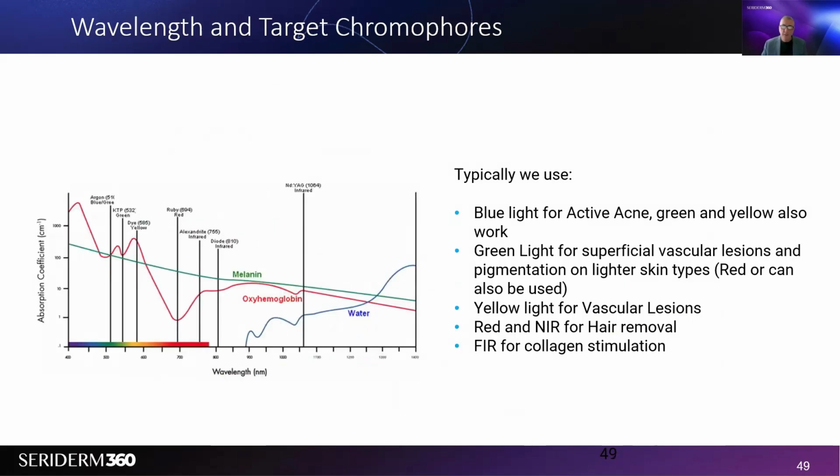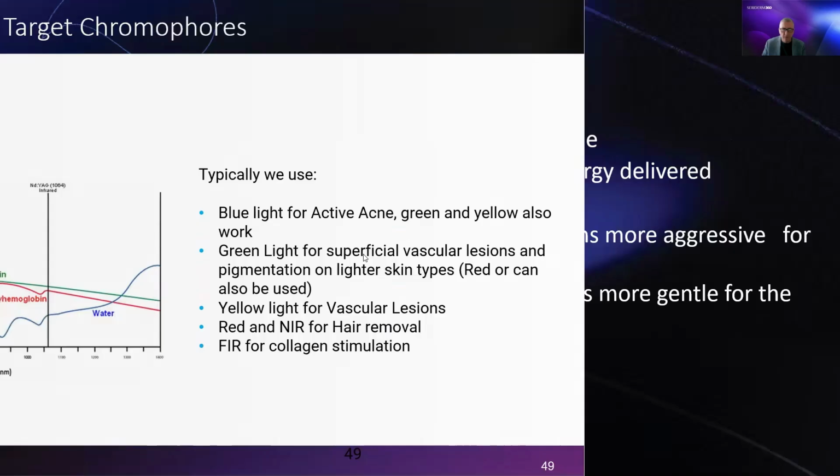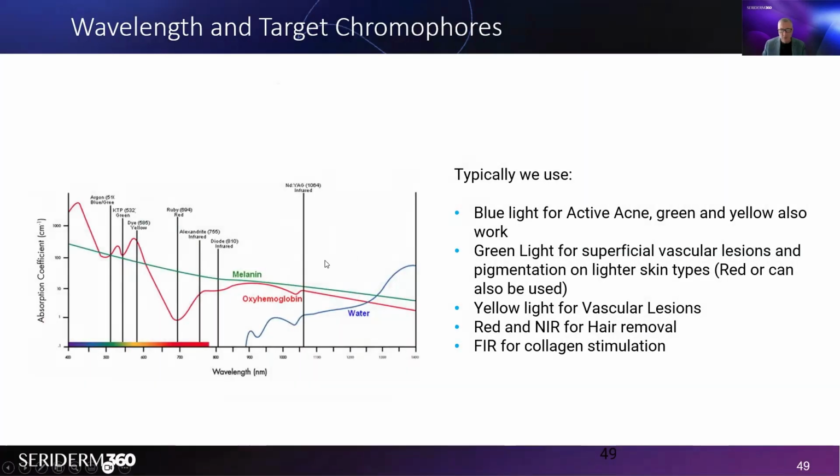So, as I said, typically blue light for active acne, green and yellow also work. Green light for superficial vascular lesions and pigmentation on lighter skin types. Red can also be used. Yellow light for vascular lesions, red and near infrared for hair removal, and far infrared light for stimulation of collagen. So when we go over 1200 nanometers, can you see what's happening? The water absorption takes over. Because the water absorption takes over, we get this high absorption in water, which allows us to stimulate collagen.